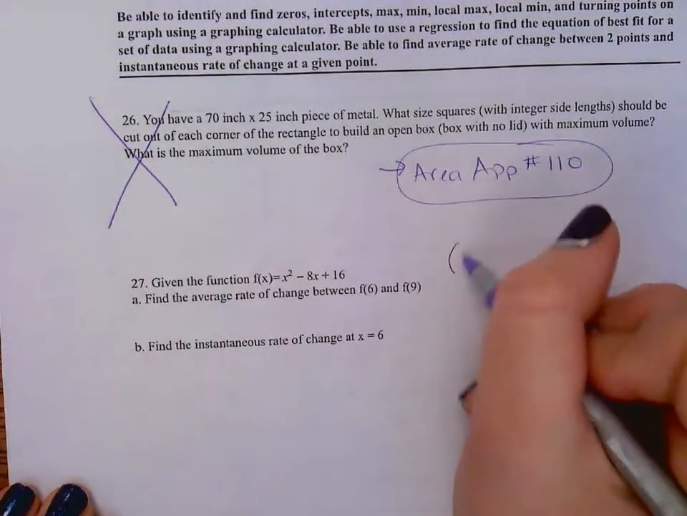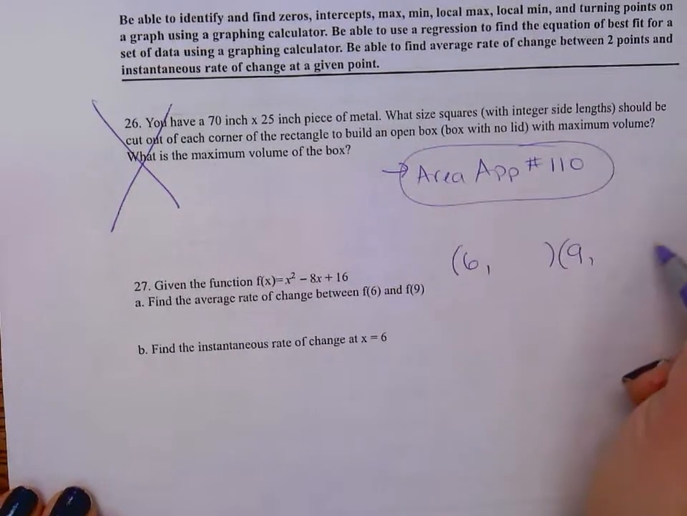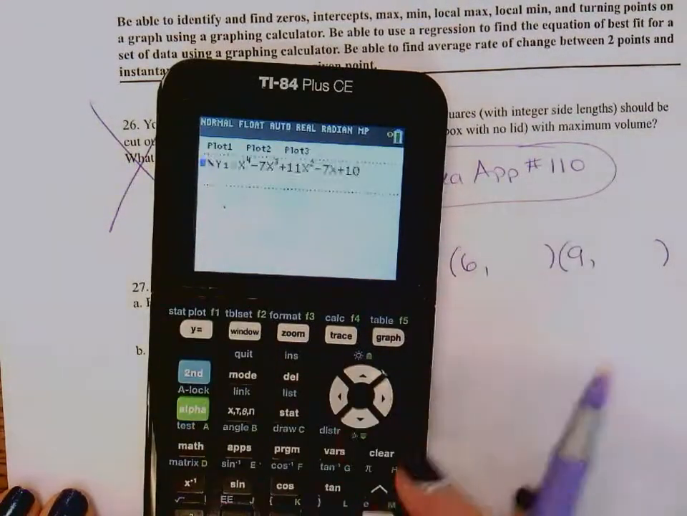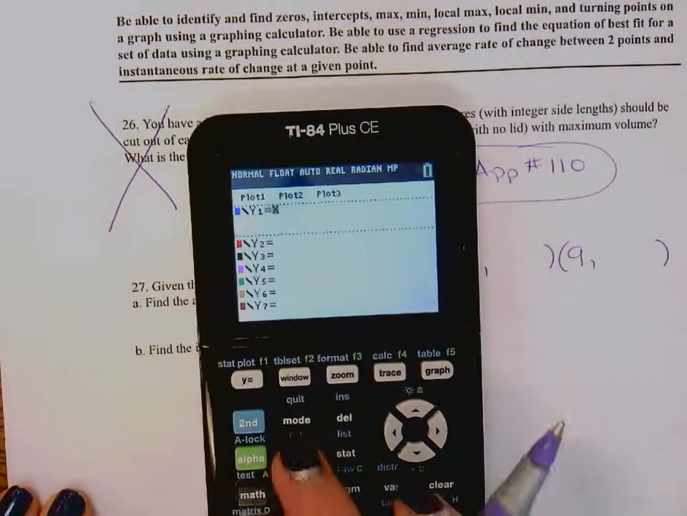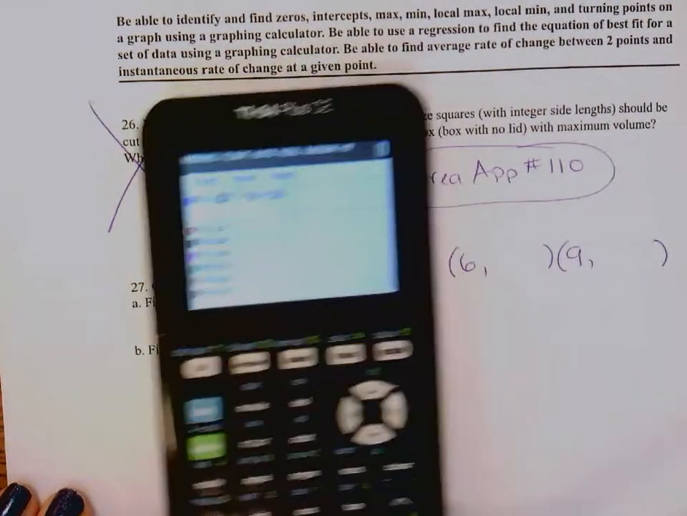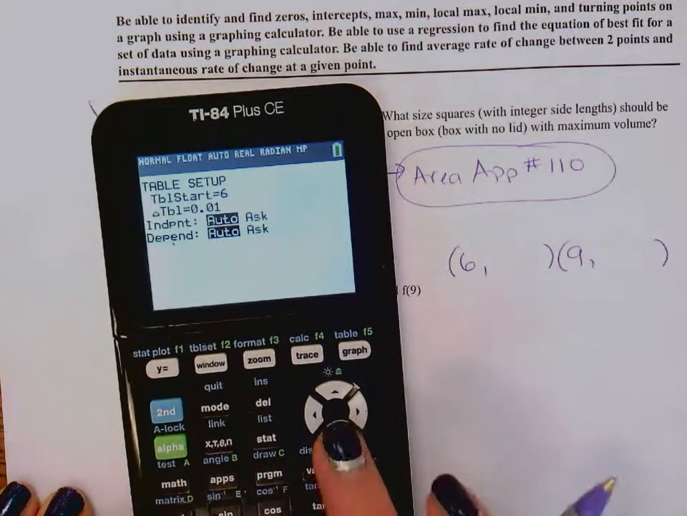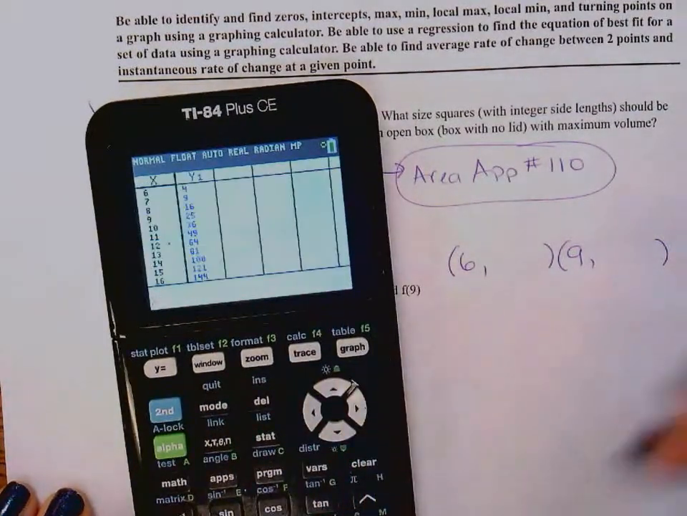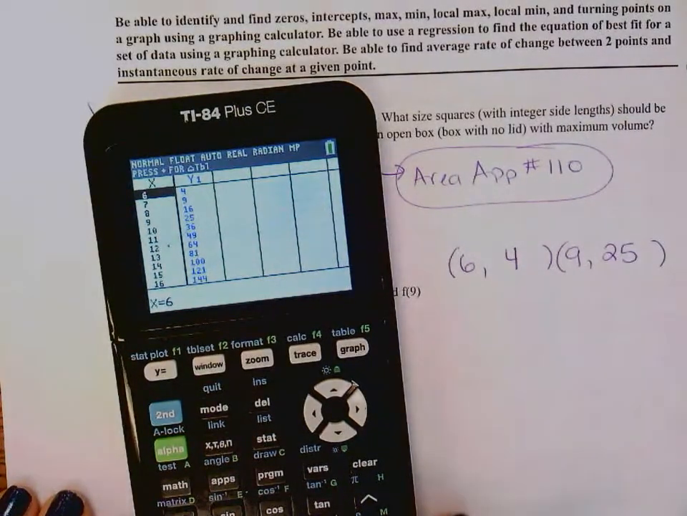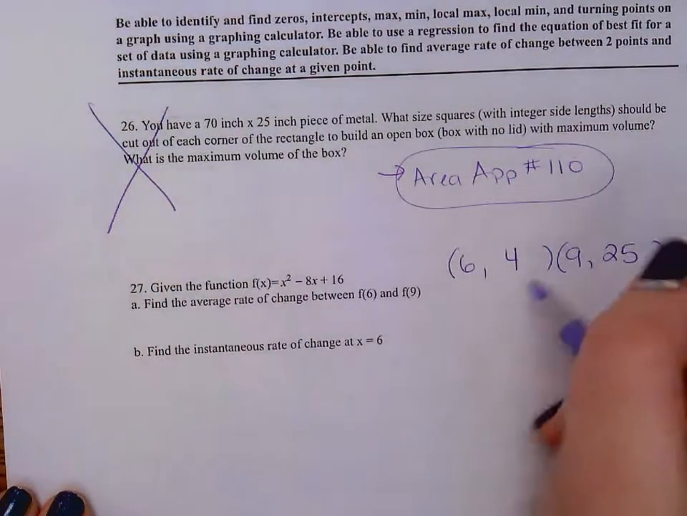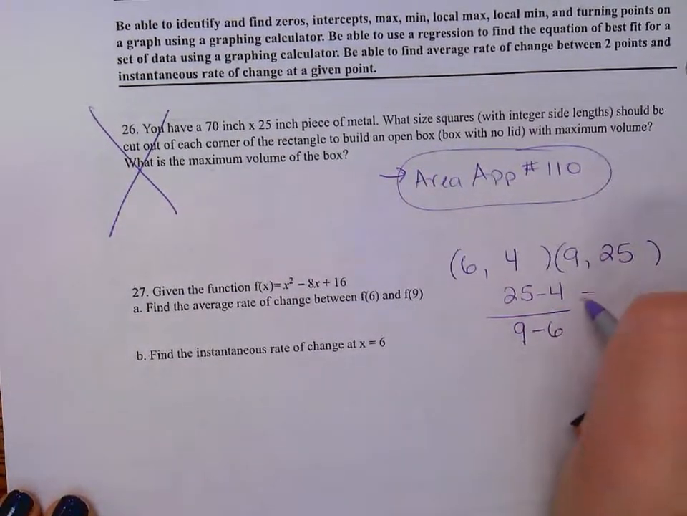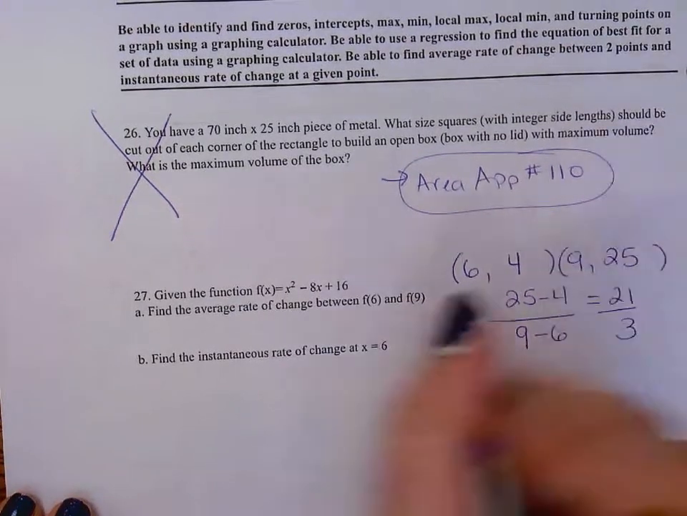So first we need to generate the coordinates when x does equal 6. You can plug it in by hand. I like plugging it into my y equals menu. x squared minus 8x plus 16. I'm going to go to my table setup, start at 6. So 6 comma 4 and 9 comma 25 are my two coordinates. So now I do y2 minus y1 over x2 minus x1. So 21 divided by 3 is 7.